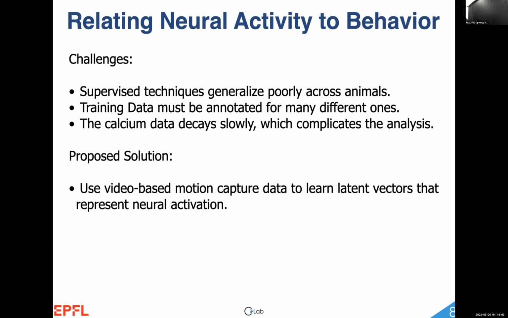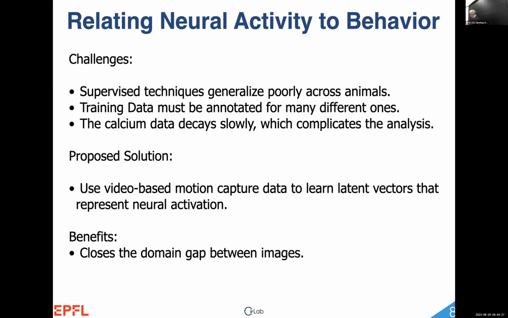And our proposed solution is that we've gotten fairly good at estimating 3D pose from video data. That works more or less. So can we use that to help supervise and come up with better representations? And the benefit is what we aim for: close the domain gap between individuals, I should have said instead of images, and handle this problem of calcium decay.